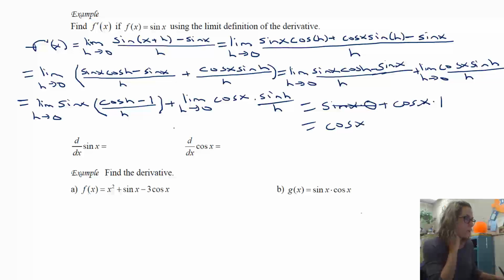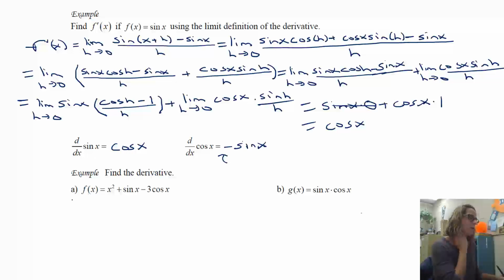So that is the big deal. That's why we did all of that work, was just to see that this is cosine x. So the derivative of sine x is cosine x. How nice is that? Now, the derivative of cosine x, I'm just going to give you, although there are definitely proofs you can find online, is a negative sine x. Okay, so almost exactly the same, just note that there is a negative that you don't get when you do sine x. So sine x goes to cosine x, and cosine x goes to negative sine x.